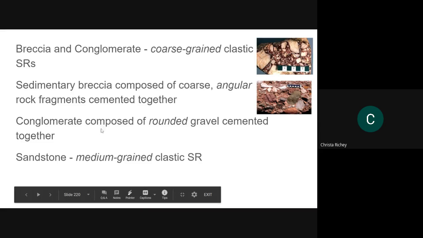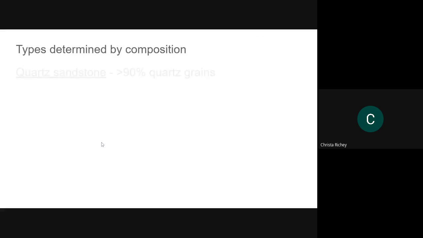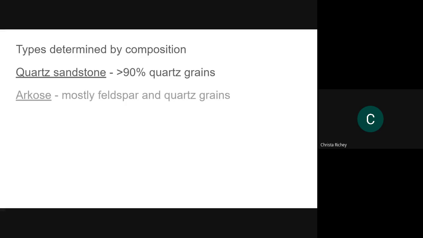Okay, so sandstone is the smallest particle that has to be cemented. That's because it's from sand. Anything that's smaller than that will be compacted. All right, so quartz sandstone. It is at least 90% quartz.